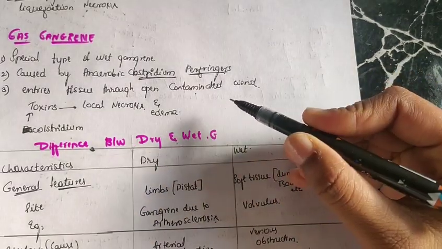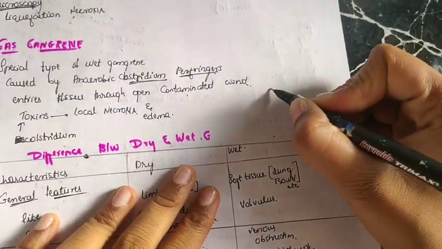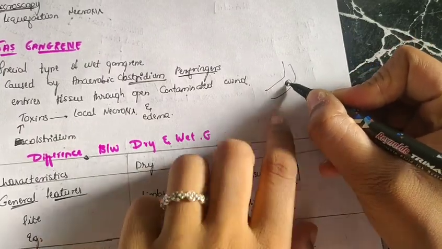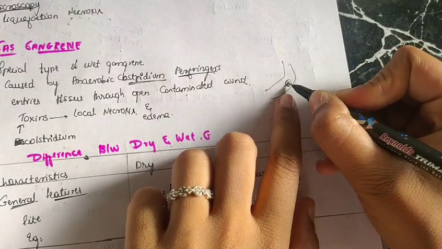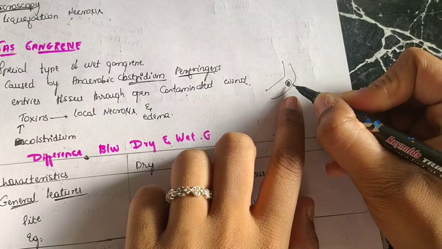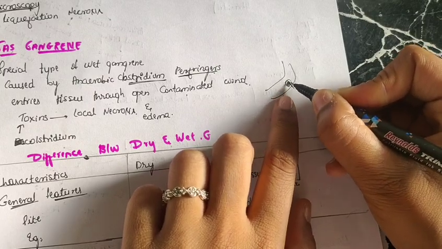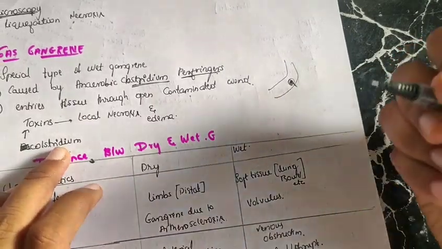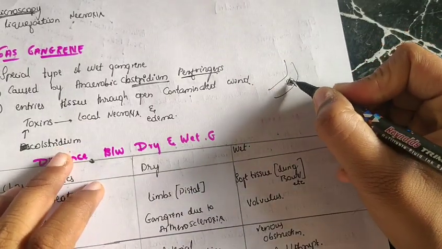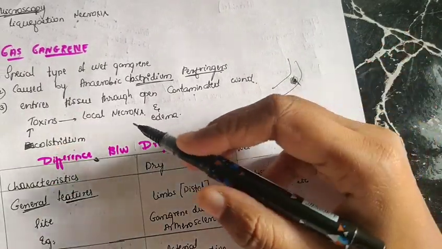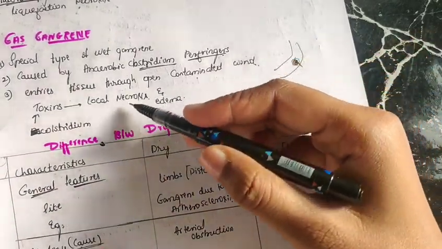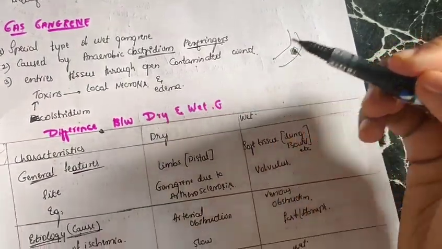Think this is a hand and you got a wound here, and this will be contaminated by some dust or something. Through this, the bacteria enter, this Clostridium enters and releases a toxin which causes necrosis of this area and edema of this area. Edema, this is inflammation. Necrosis will always be accompanied by edema.